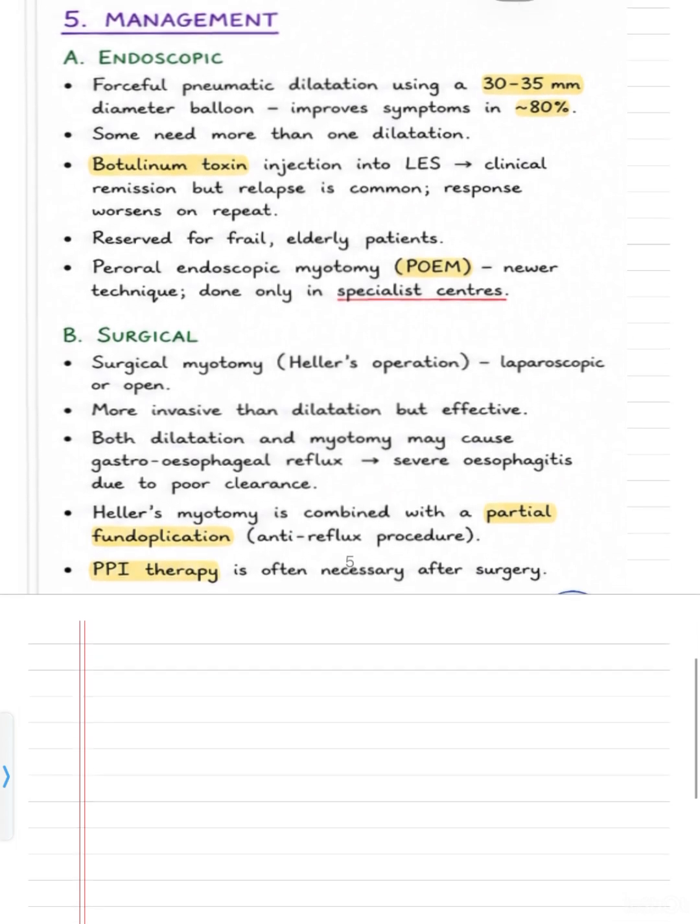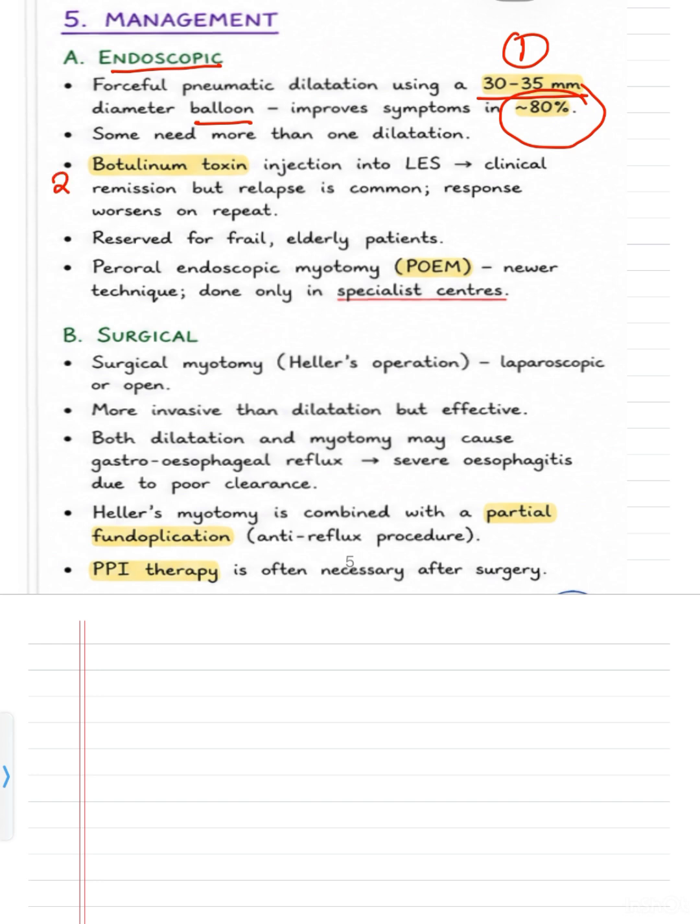Now, what is the management? You have diagnosed it to be Achalasia cardia. Now what are you going to do? First is endoscopic. You are going to do forceful pneumatic dilatation using a 30 to 35 millimeter diameter balloon, and it is going to improve symptoms in about 80%. Some people may need more than one dilatation. So number one is forceful pneumatic dilatation.